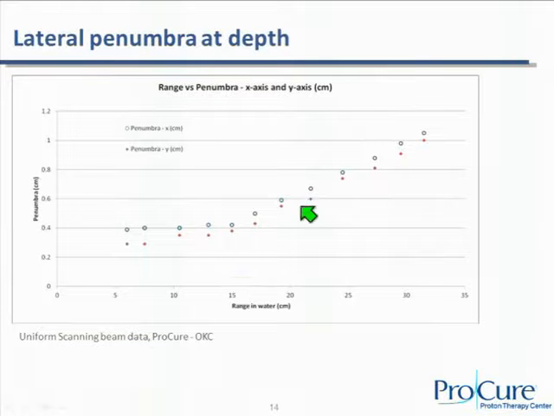But still, it's a pretty tight penumbra, and this is again one of the advantages of proton therapy: you can deliver a beam very close to critical structures to treat a tumor that's very close to critical structures, and get very close without having to worry about delivering unnecessary dose.